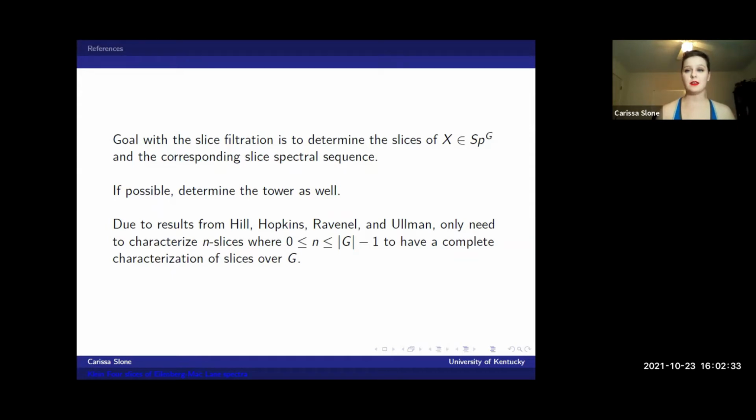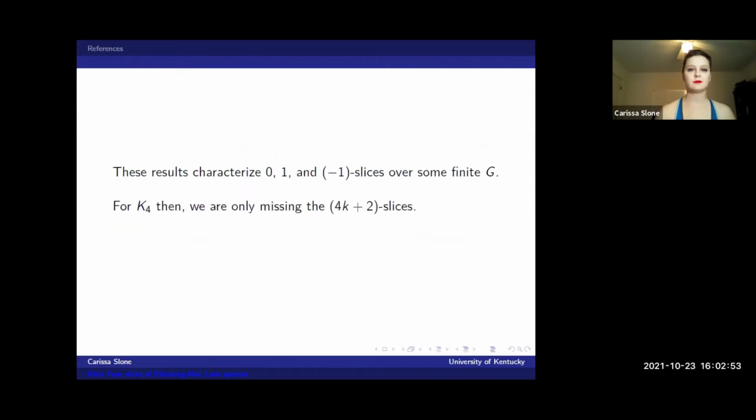Another interesting thing with the slice filtration is characterizing slices over some group G. Due to results from Hill, Hopkins, and Ravenel and Ullman, we only need to characterize n slices, where n is between 0 and the order of G minus 1, to have a complete characterization of slices over G. Hill, Hopkins, and Ravenel characterized the 0 and 1 slices, and Ullman characterized the -1 slices, and this is all over some finite group G. For Klein Four, then, we're only missing the 4k plus 2 slices.